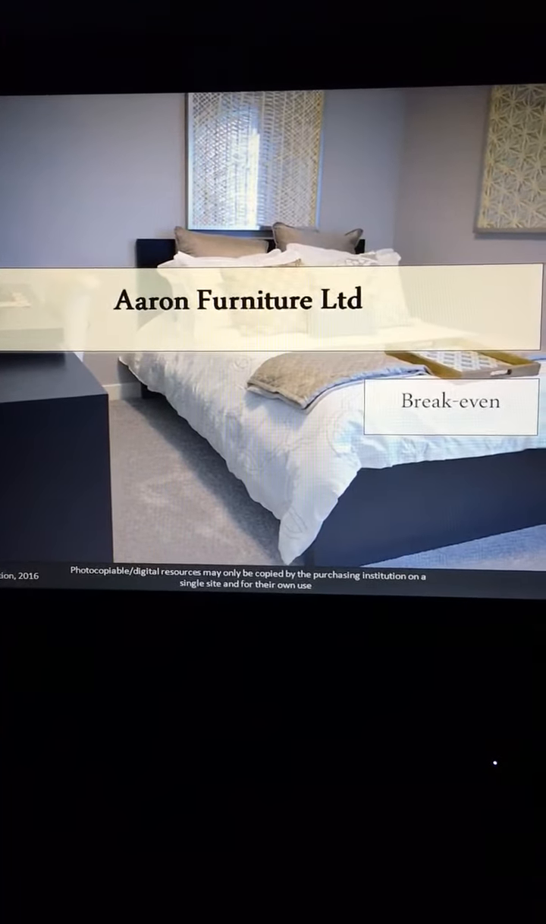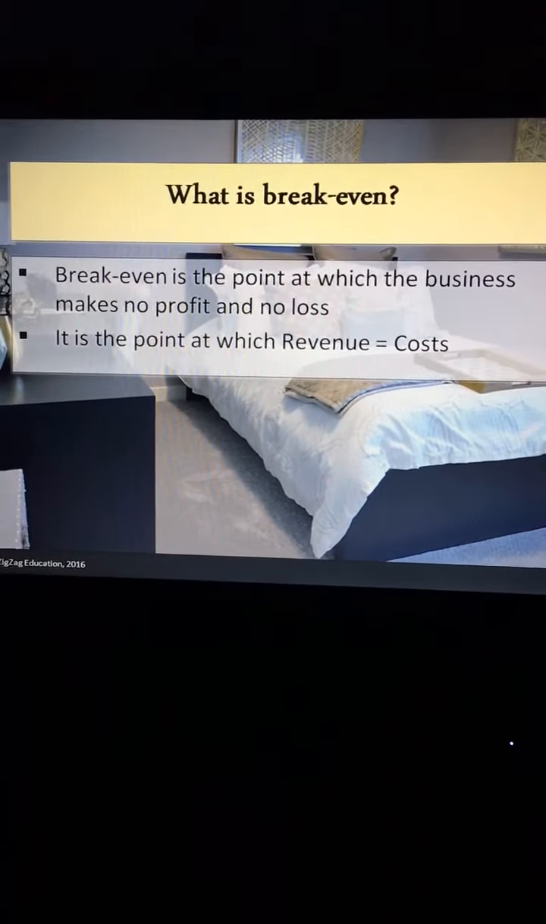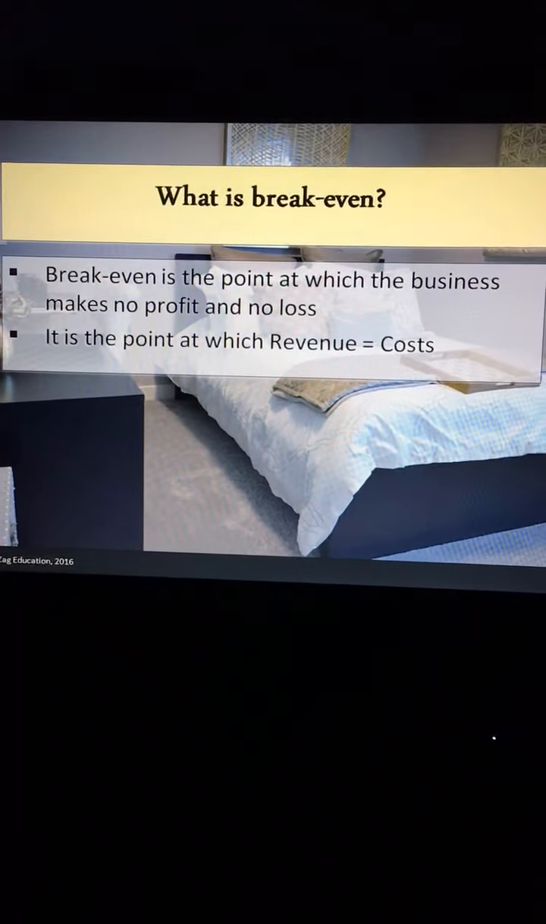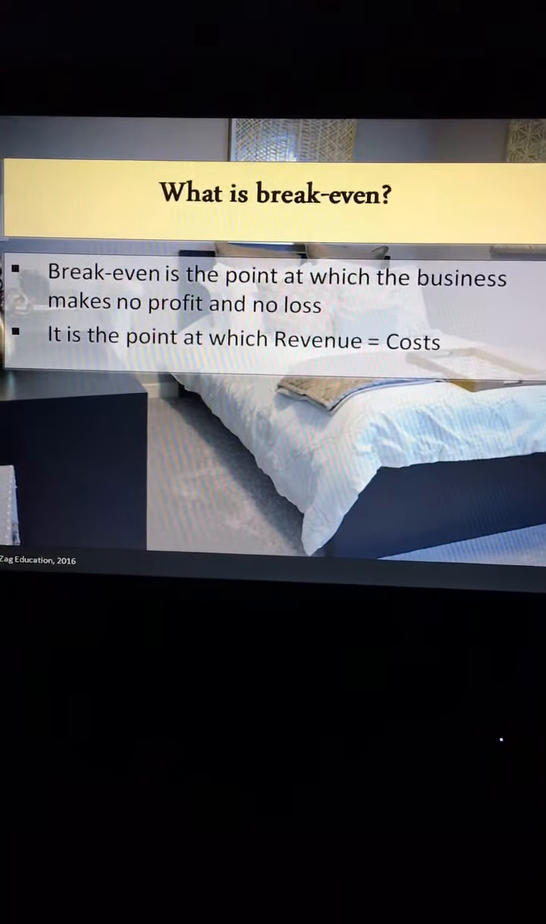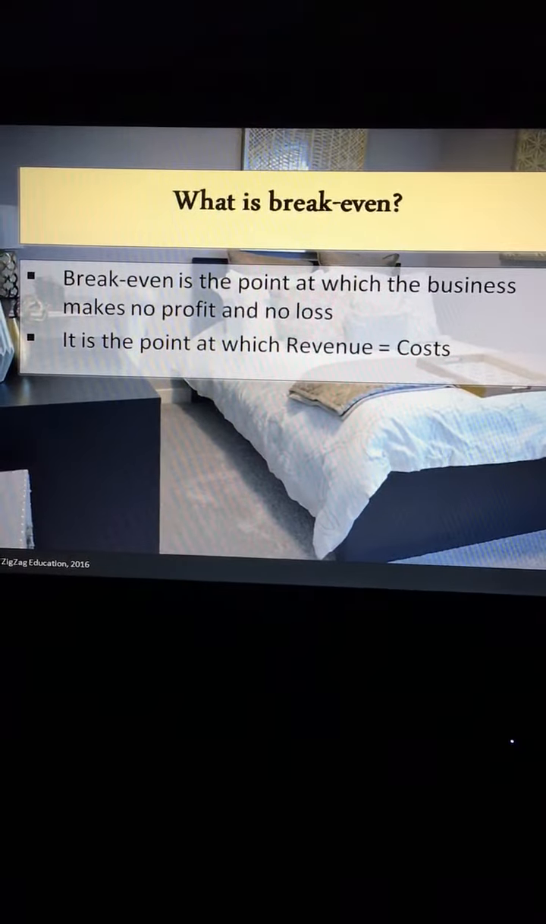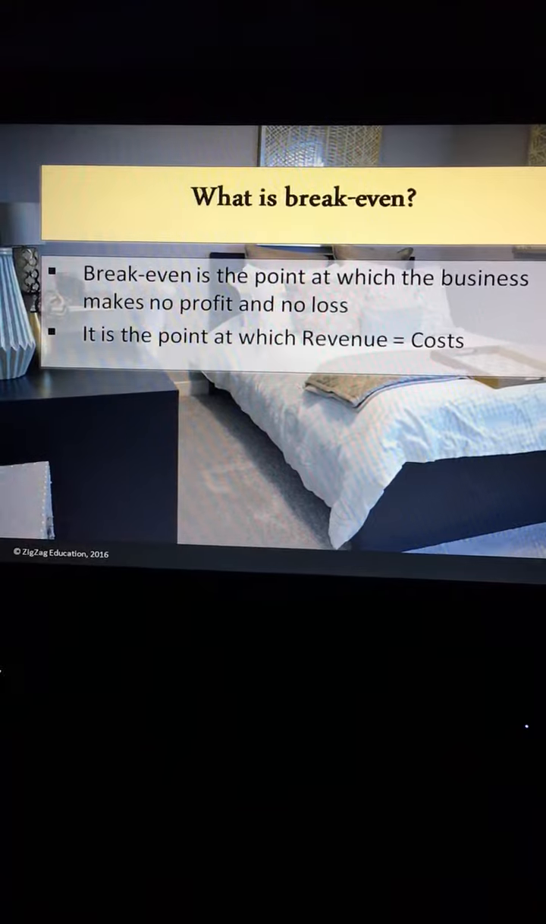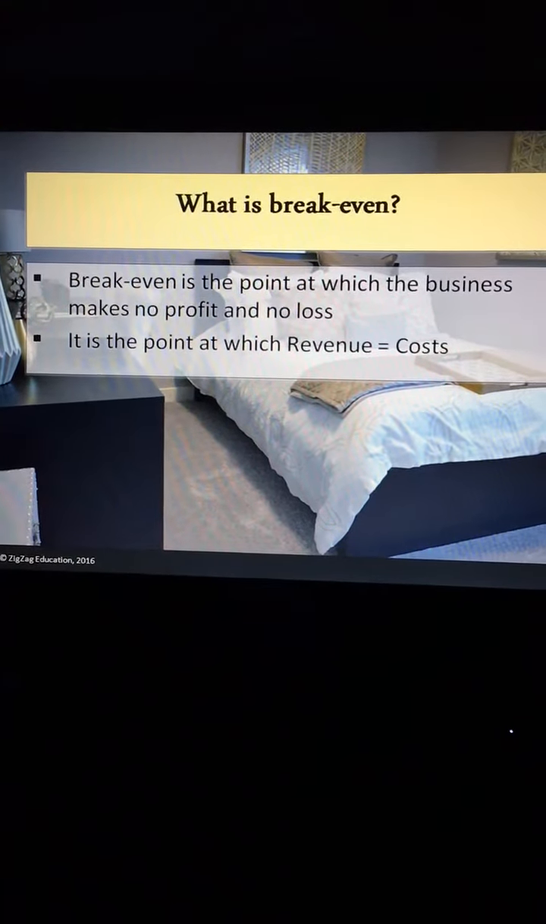Aaron Furniture and break even. Well, what is break even? Break even is the point at which the business makes no profit and no loss. So it's a standstill position, but it's a very important position to know when you get there. If you don't think you're going to get to that position very quickly, don't bother setting up a business.